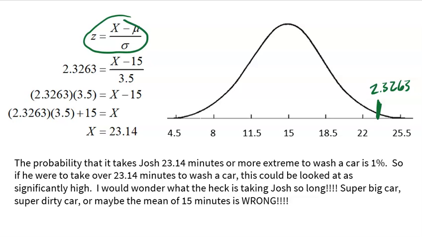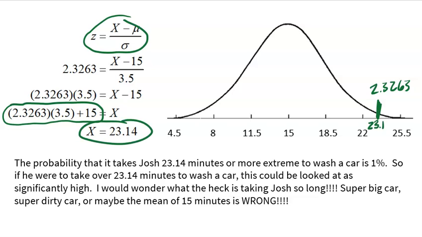I already know the mean is 15. I know the standard deviation is 3.5. So I'm going to start off by multiplying by the standard deviation, 3.5. Add the 15 over. You can actually type all of this into your calculator at once. It will do it in proper order of operations for you. And I got 23.14. So 23.14 minutes would be the top 1%, right?